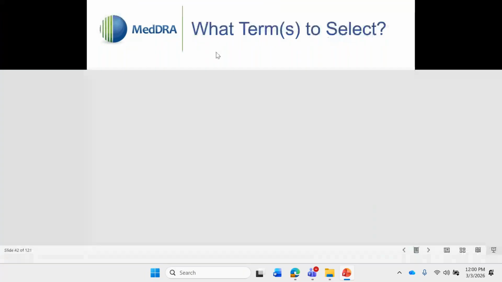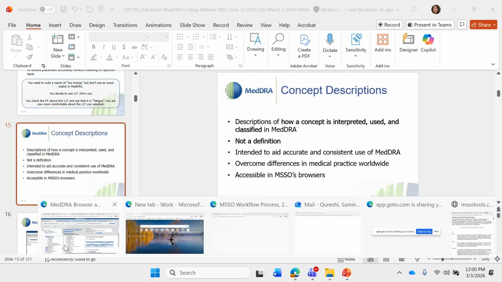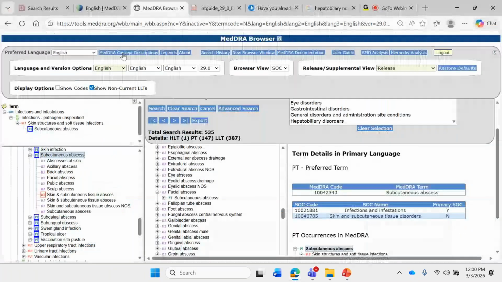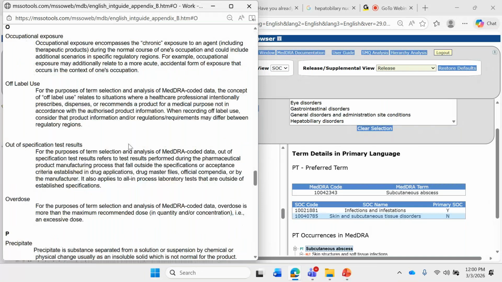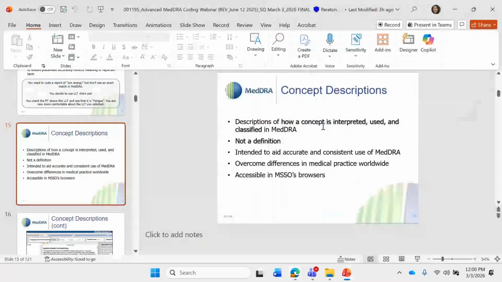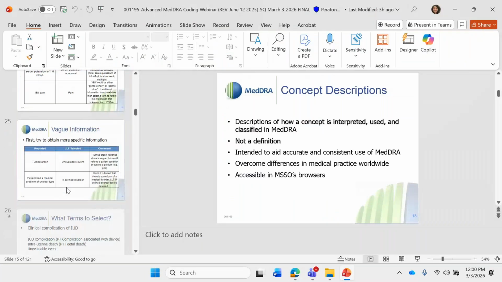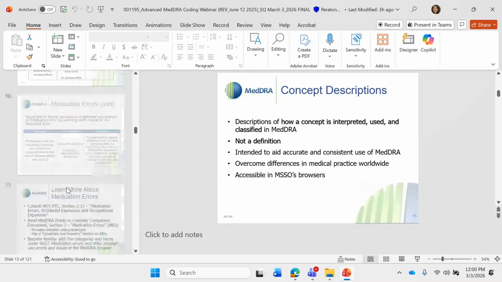Overdose, let me show you how it's defined in the MedDRA concept description. Again, I went to my MedDRA web-based browser. At the very top, I open up my MedDRA concept descriptions. I go alphabetically to O because I want to see how overdose is defined. So for the purposes of term selection, overdose is more than the maximum recommended dose in quantity or concentration. Okay, so just because the MedDRA concept description defines overdose as such, that's the only reason I was able to use overdose when I coded.